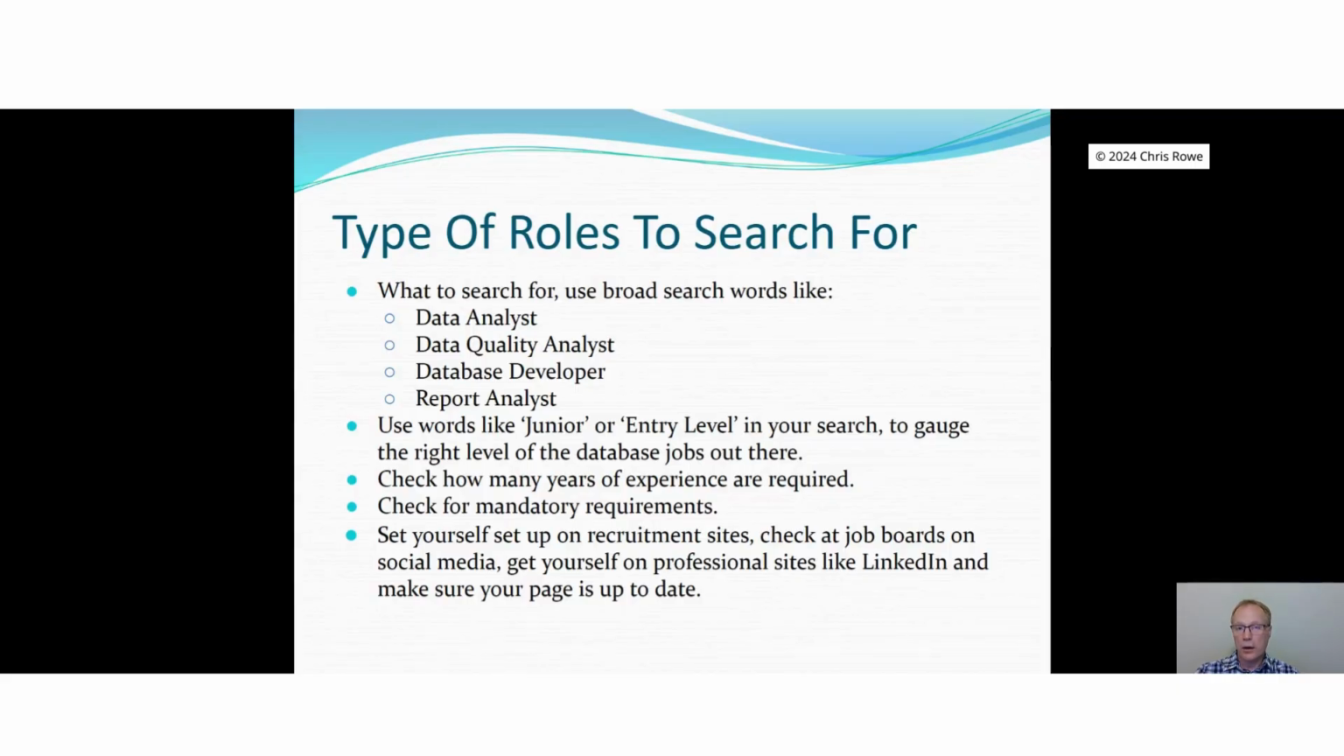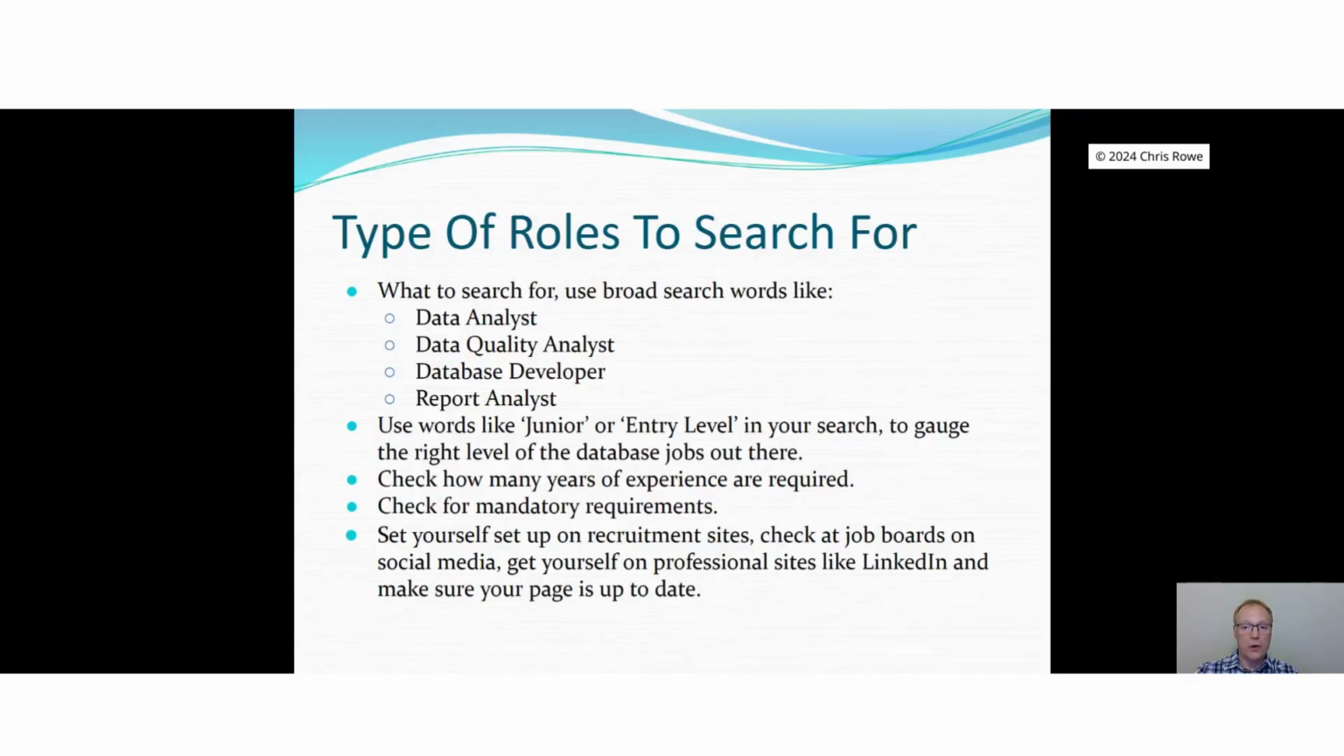So basically, cast your net as wide as you can initially. Do a lot of broad searches, get yourself out there on as many recruitment sites as possible, and just keep on working at those roles. And always check the level, check the years of experience that's required, and any mandatory requirements.